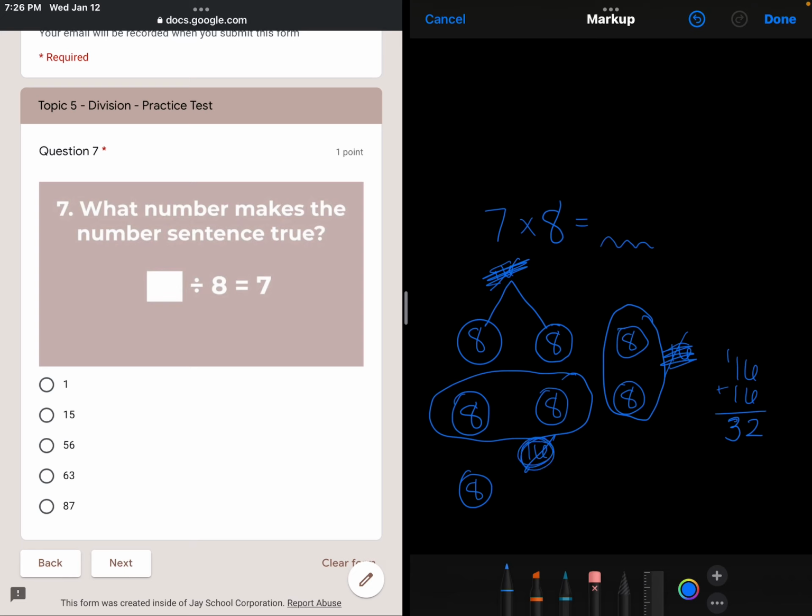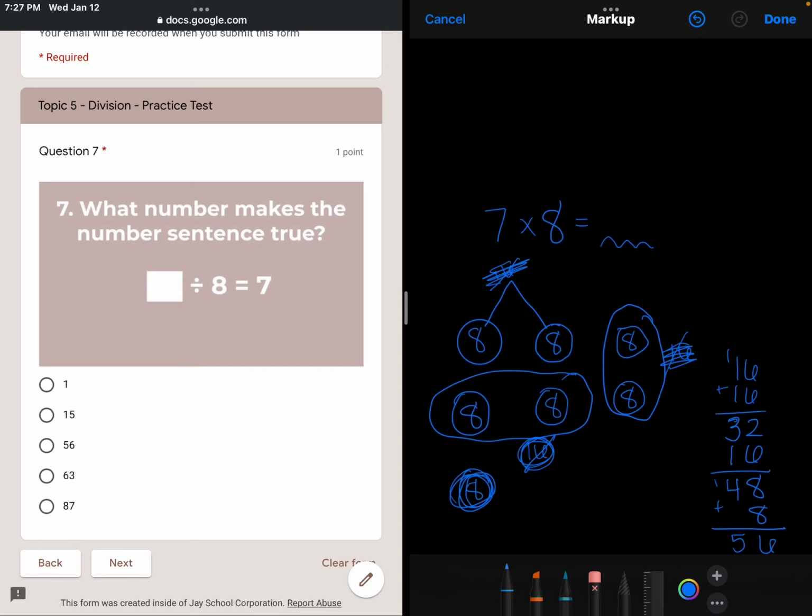I'm using this last 16 here because I crossed that one off and I did not use it yet. 16, 32, 48. So I'm at 48, but I still need to add that last 8. So plus 8 equals, 8 plus 8 is 16. 4 plus 1 is 5. So 56 would be my answer because I just added 8 7 times.